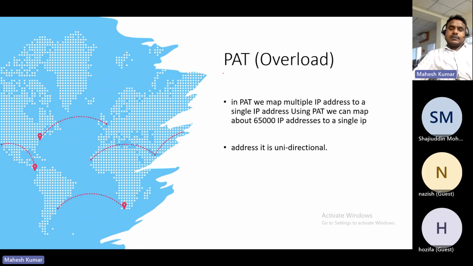Port address translation, the same scenario. PC connected with the private IP, switch, firewall. This is a firewall, and the firewall is connected with the internet. Again, private IP is used on the LAN side, and public IP is used on the WAN side.